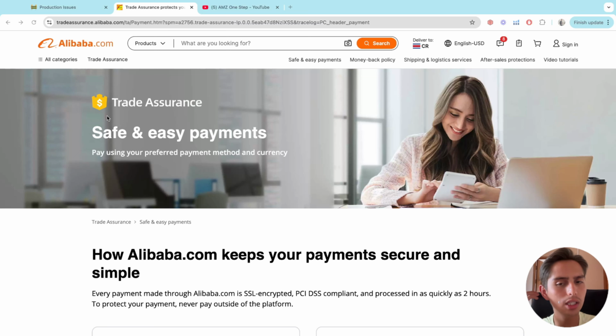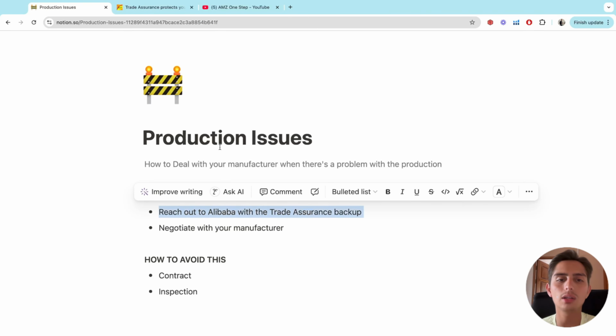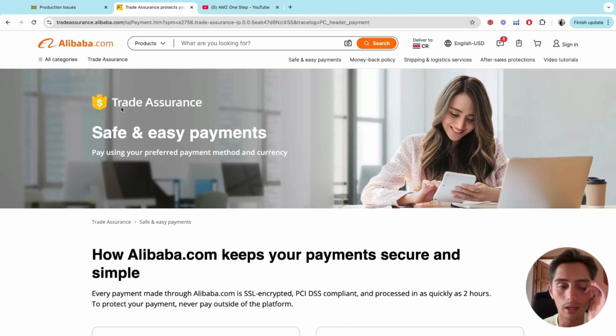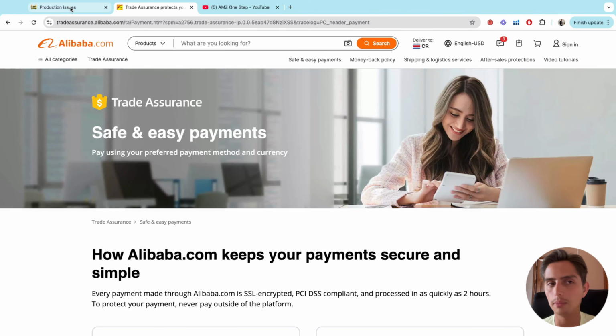The fact that you reach out to Alibaba and expose the issue doesn't mean you're going to win. You're just reaching out to let them know and see what the options are. That doesn't guarantee anything, so just keep that in mind. That's the proper way, the number one thing I would do if I ever run into any production issues. Reach out to them, they will give you options.